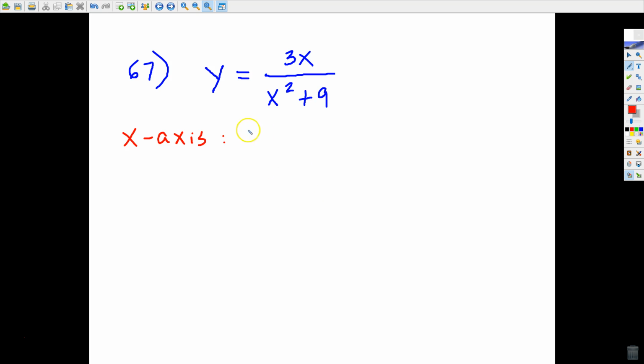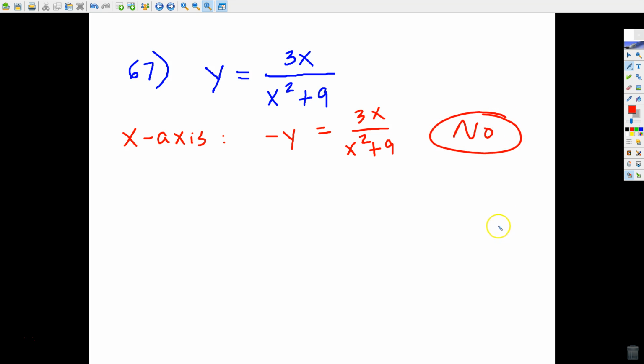Change y to negative y. All right, so when I do that, I get this. And the goal then is to see if you end up with the original equation. Do we? So we've ruled out x-axis symmetry. All right, so let's do y-axis. And Shelby, how does that work? How's the y-axis symmetry test look?